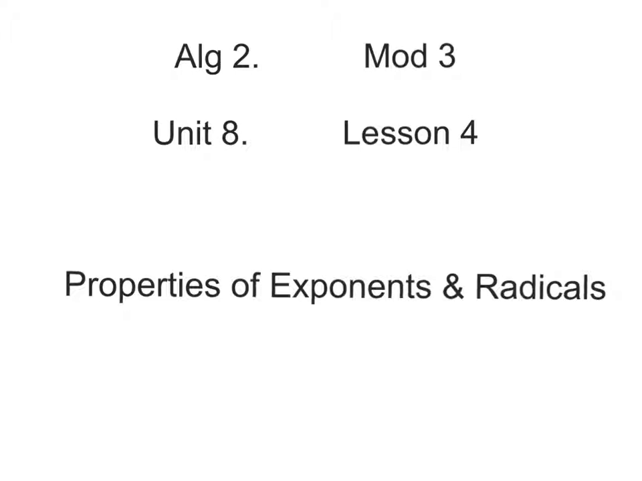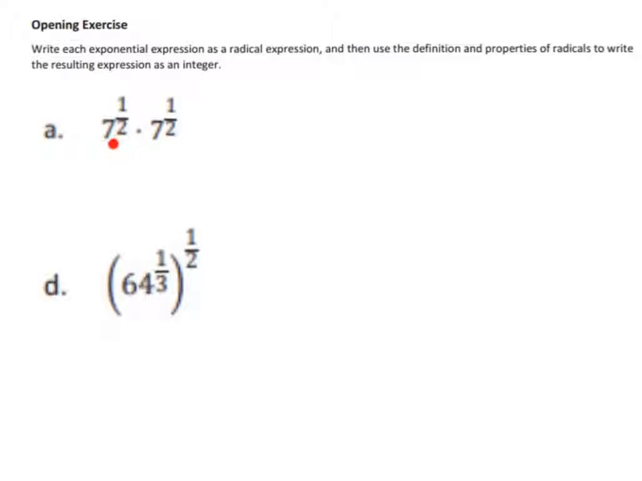Alright, all stars, it's Algebra 2, Module 3, Unit 8, Lesson 4, Properties of Exponents and Radicals. Let's rock and roll. Our first example is to take 7 raised to the half power times 7 raised to the half power.